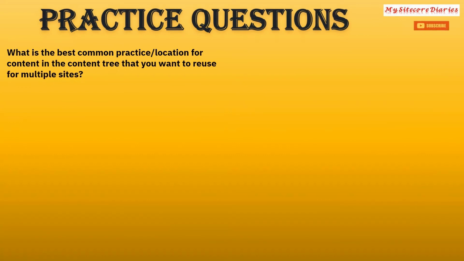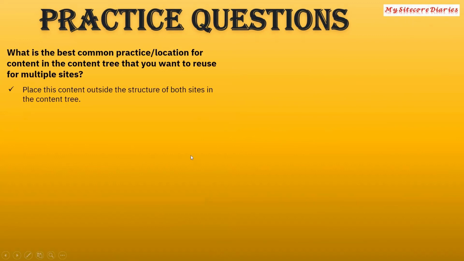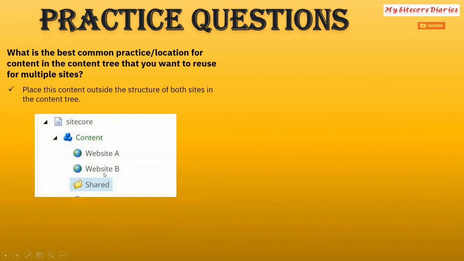Okay, the next question is, what is the best practice location for content in the content tree that you want to reuse for multiple sites? Now these are questions from the best practices. Place the content outside the structure of both the sites. So basically, if you have website A and website B, then you put your reusable content in a different folder like Shared and use that in website A and website B.